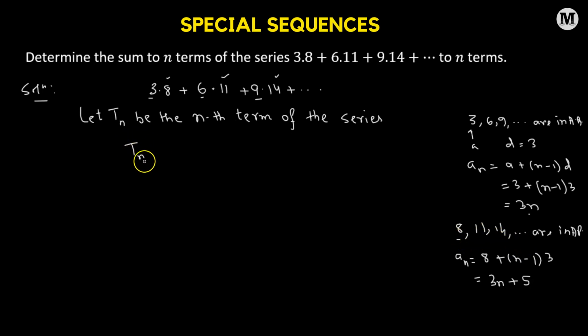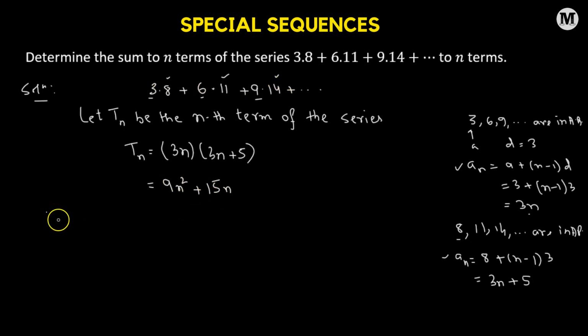And we can now, using the nth terms of these two sequences, define the nth term of the series. So we have 3n, which is the nth term of the sequence 3, 6, 9. But this will get multiplied by 3n plus 5. So this is going to be the nth term of the series. So let's simplify this. 3n times 3n is going to be 9n squared, added to 3n times 5, that's going to be 15n. Okay, so now that we have the nth term, we are ready to find the sum.